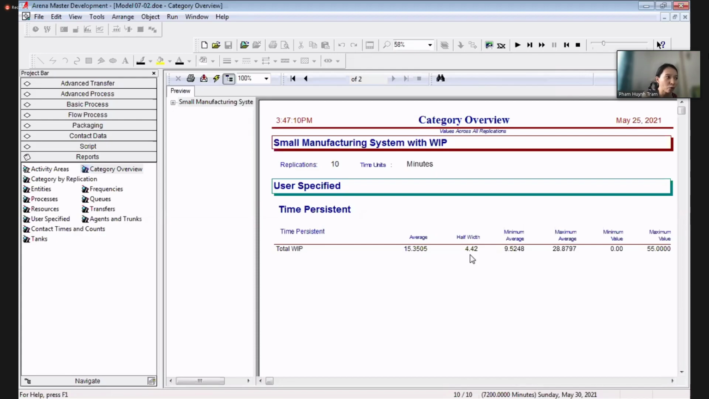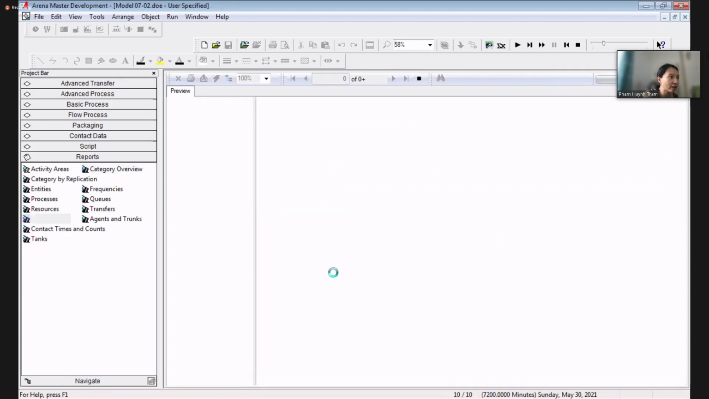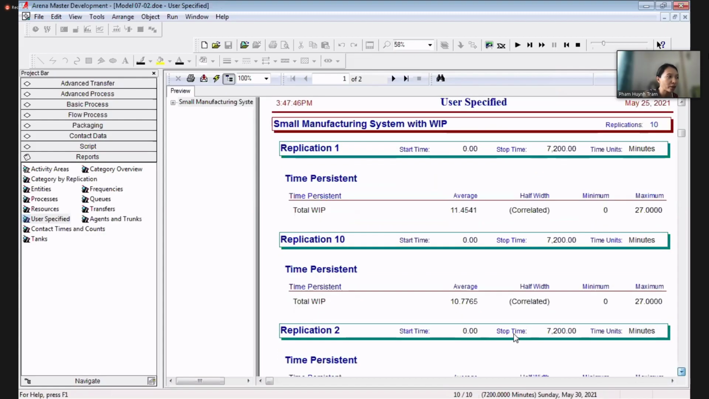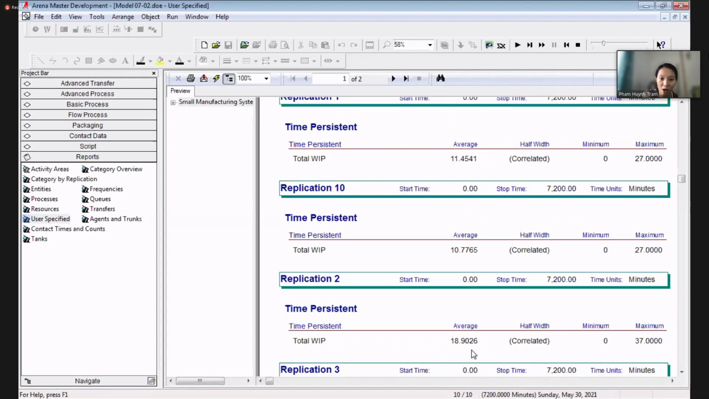units. This is the half width, this is the minimum and maximum value. All right, if you go to individual category, we will have the result for each duplication. So this is the average within the first duplication, the average within the 10th duplication, the average within the second duplication, and so on. Okay, but this is just a summarized report.